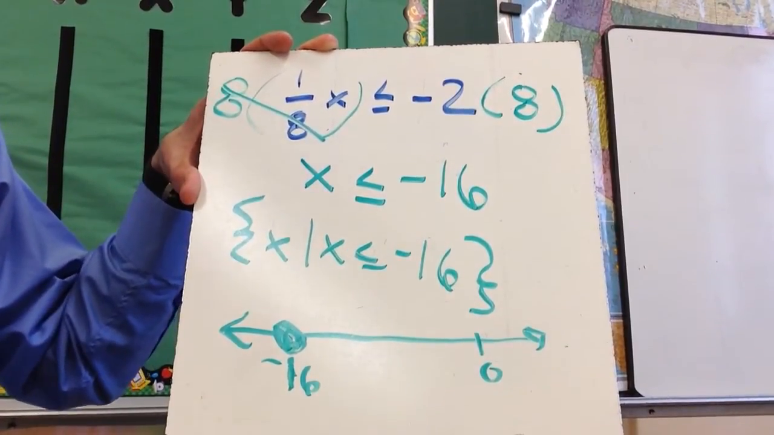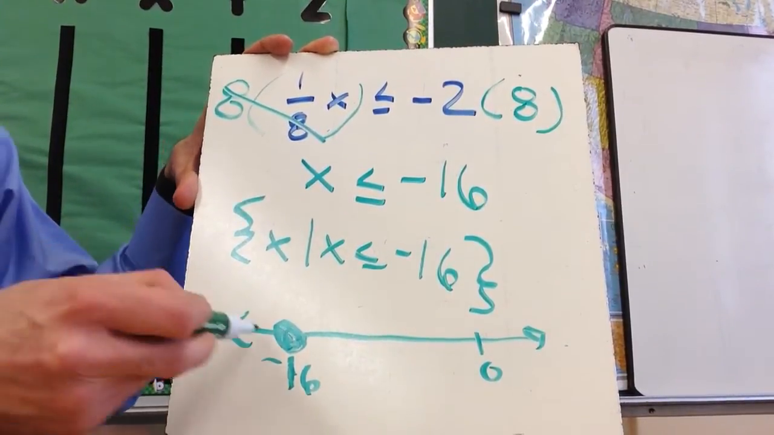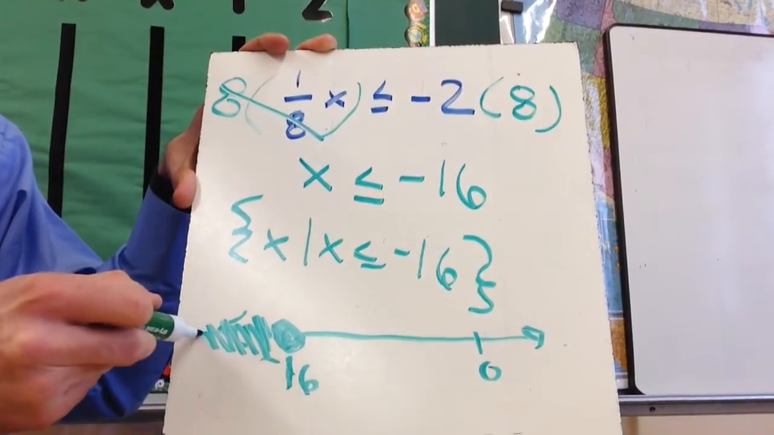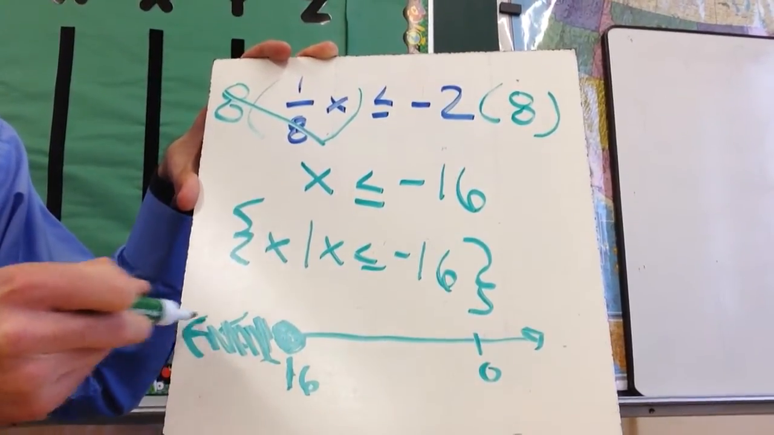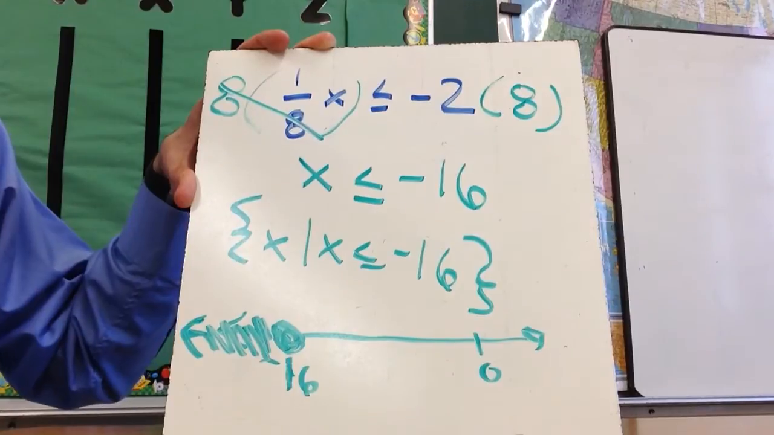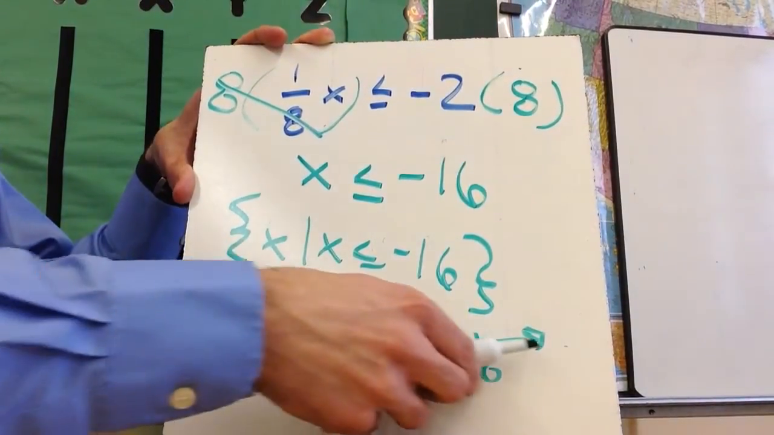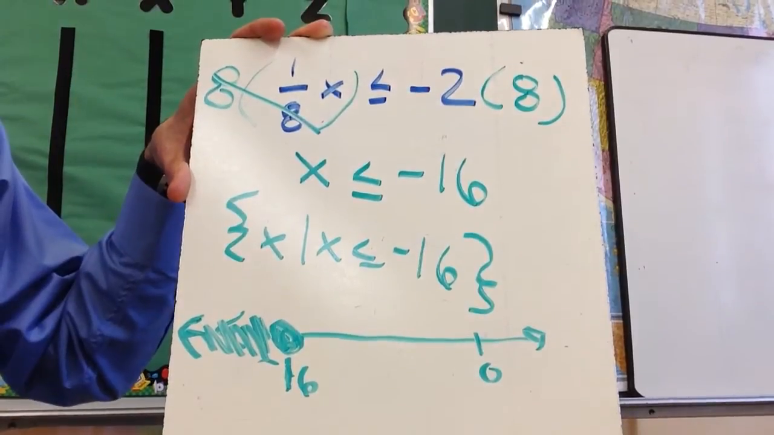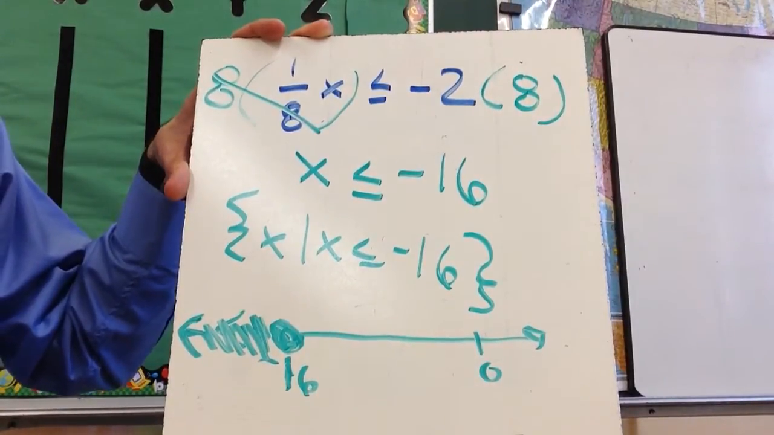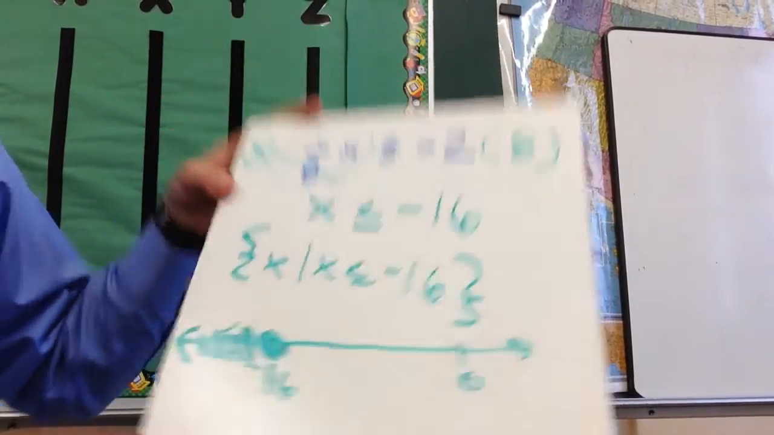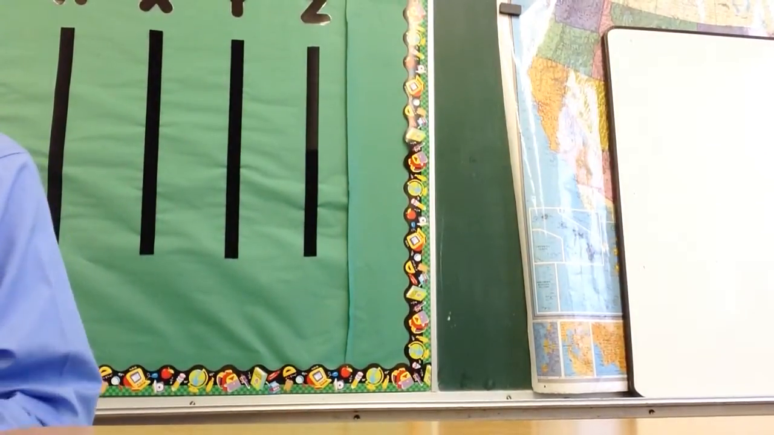So less than negative 16 would be negative 17, negative 18, negative 19. So this should be going this direction. And then remember the arrow tells me that it goes on forever. Okay, and so one reason why we have the 0, so I now know that positive numbers will not work in this particular problem. Right? So that's one way, or one example that you're going to see.